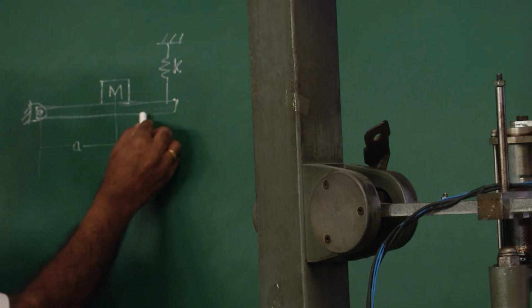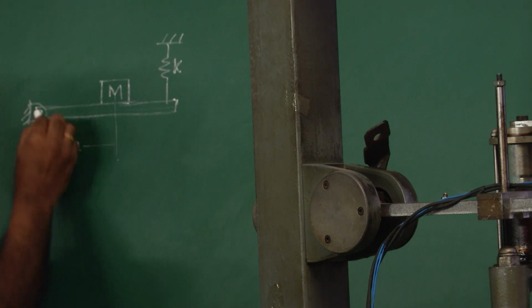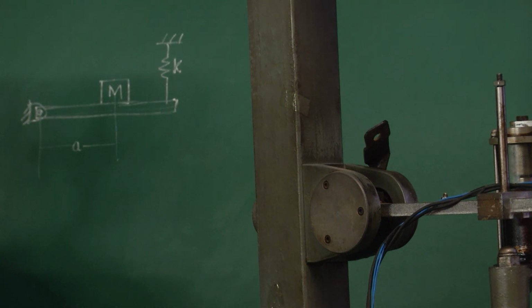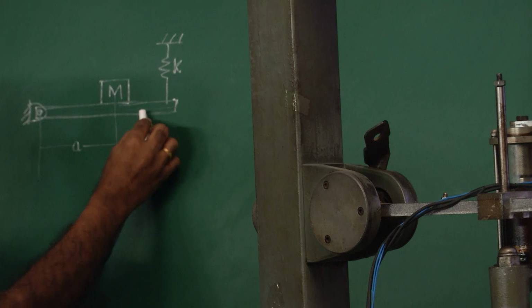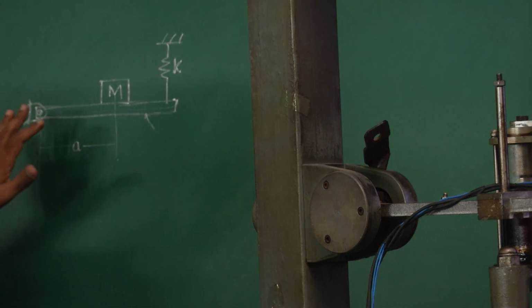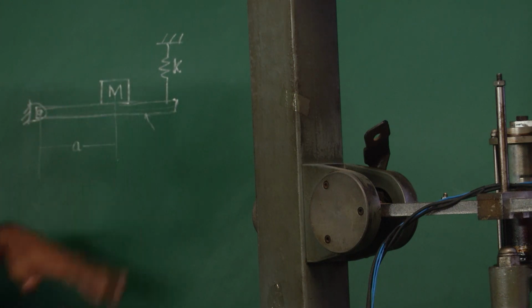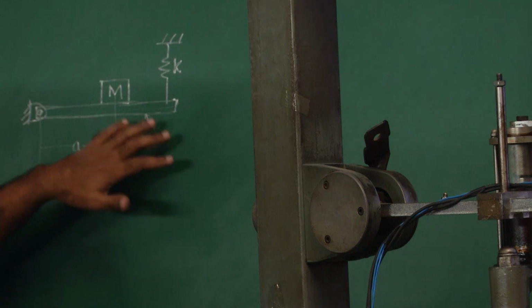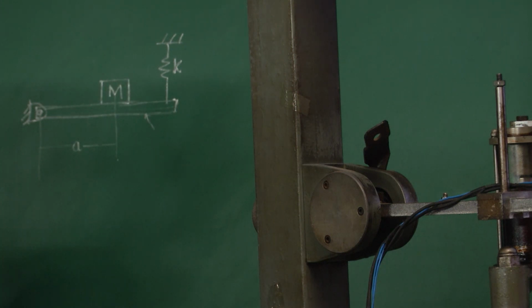Now, this beam being hinged here, and for the small oscillations that are taking place, the beam is expected not to undergo any bending. Okay. So, the beam behaves like a rigid beam, and therefore, the mass of the beam may also store some part of the kinetic energy.